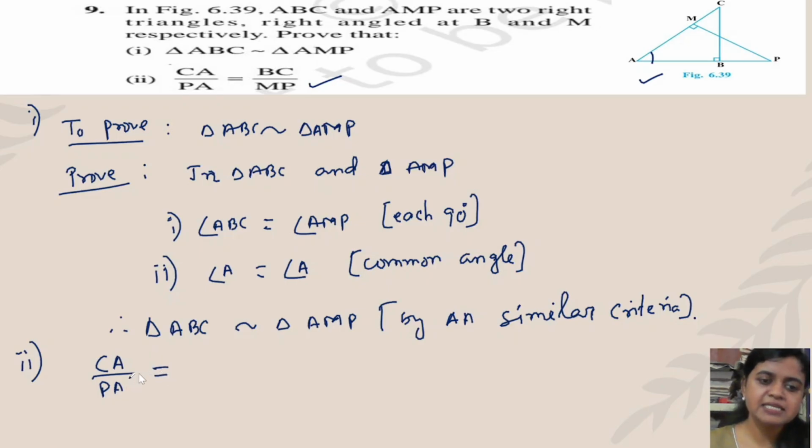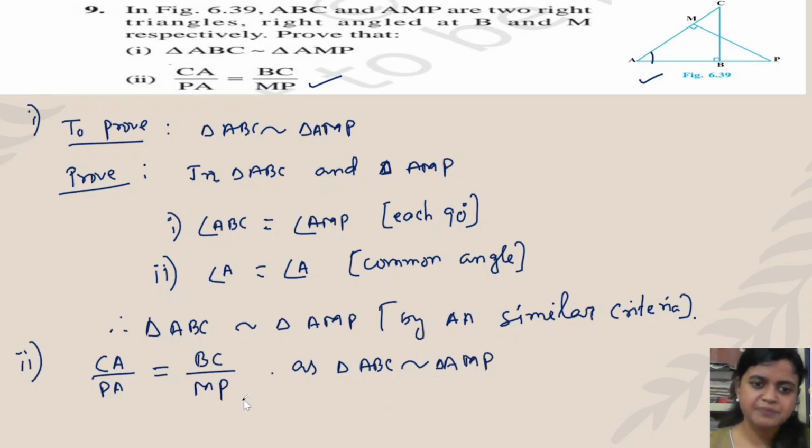CA is the similar side of similar triangle ABC, and PA is the side of similar triangle AMP, and BC by AMP, as triangle ABC is similar to triangle AMP. Clear? So hence this is proved.